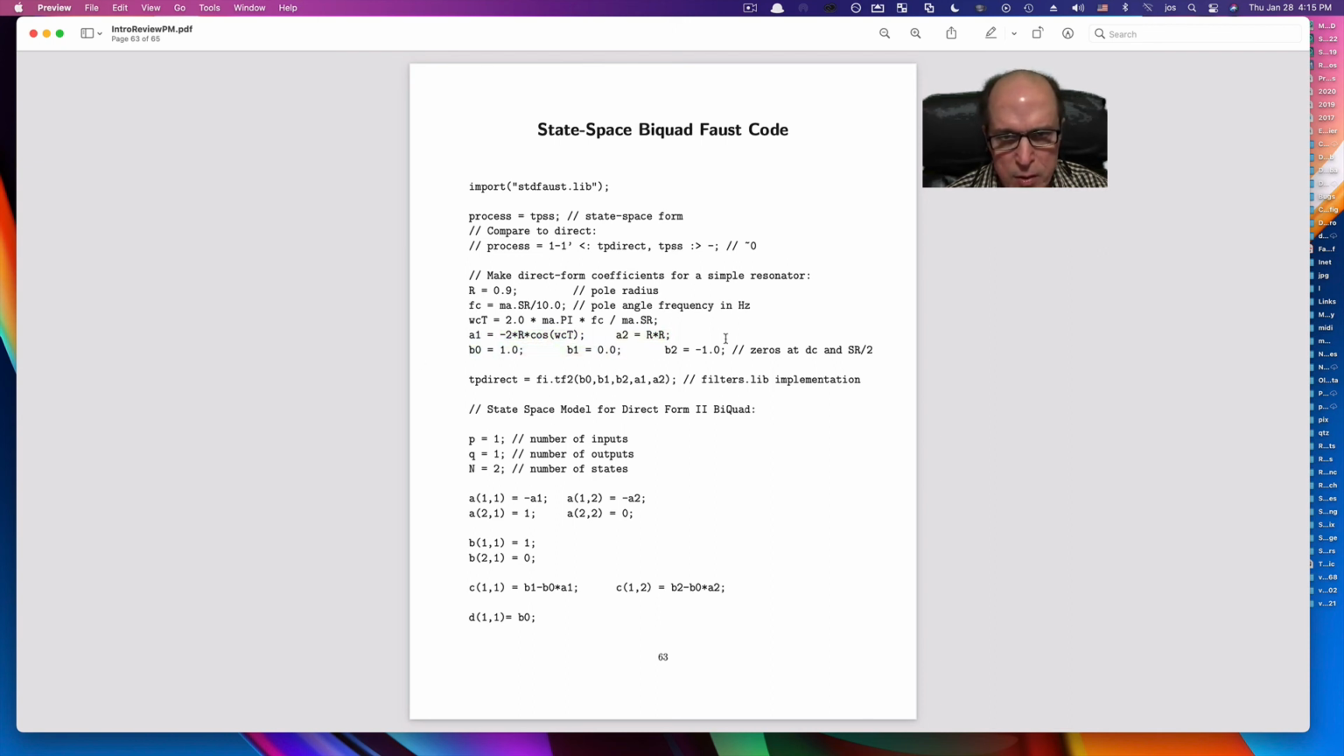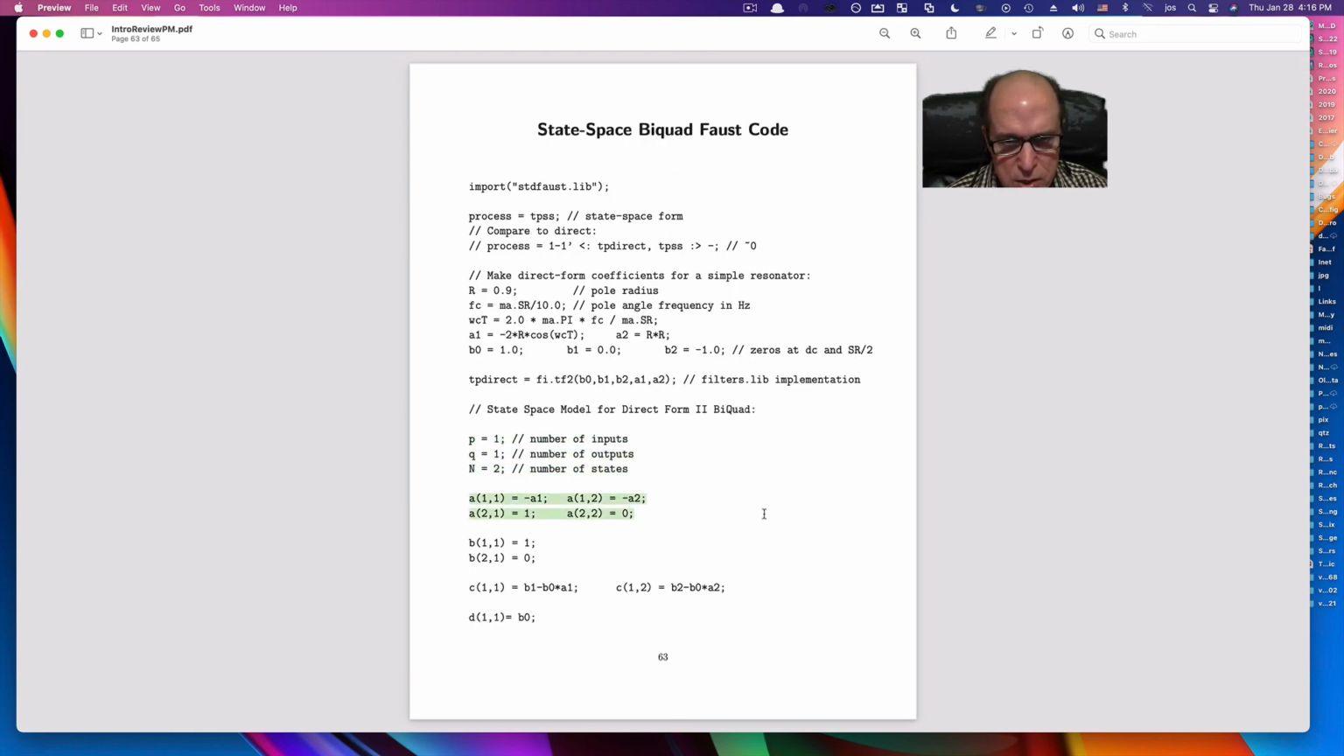And then this is the numerator. I just arbitrarily chose a 0 at DC and half the sampling rate. It's a very standard case for the biquad. You have a resonator with no response at DC or at infinity. Those are the zeros there. And so here's the direct form case, just straight out of filters.lib, TF2. And now here comes the state space case. And this is a very simple case with one input, one output, and two states, a second order system.